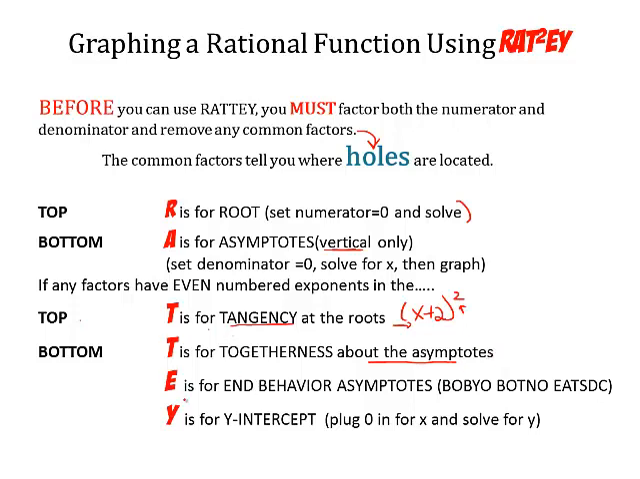We've talked about this. E is for end behavior asymptotes. BOBO, BOTN, or EATS DC, okay? One of those three is what we call the end behavior asymptote. Remember, if it's BOBO or EATS DC, you want to see whether it crosses the asymptote, and we talked about how to do that previously as well.